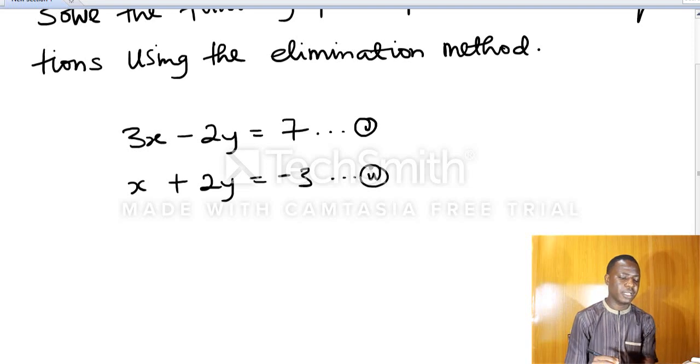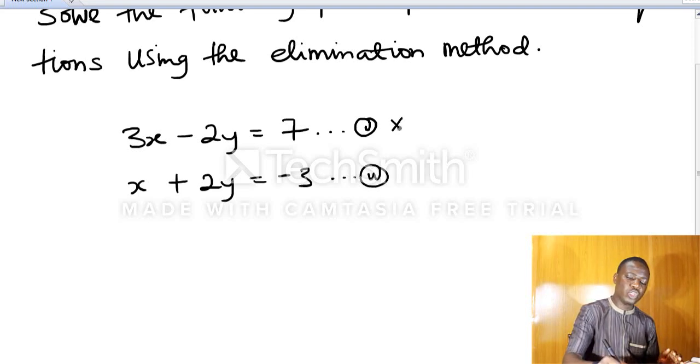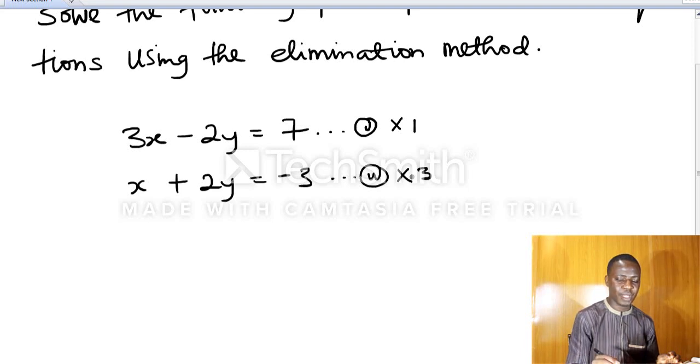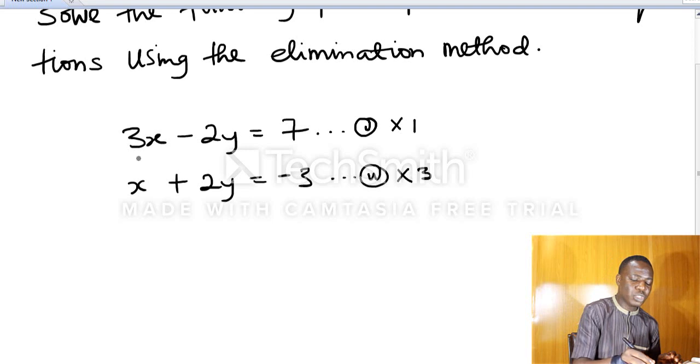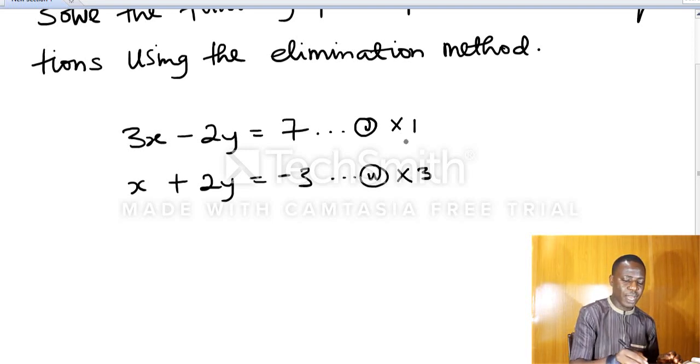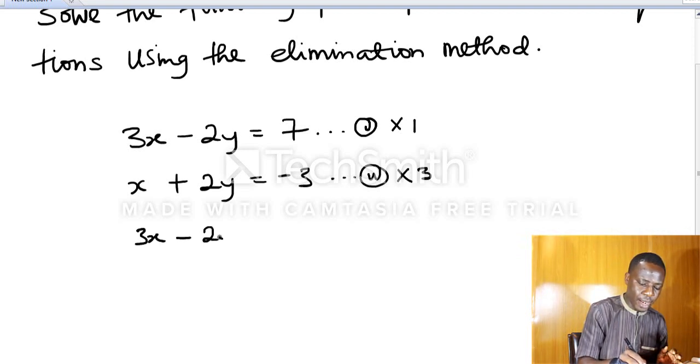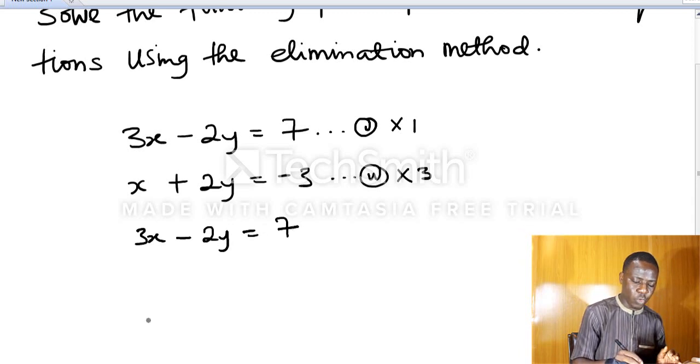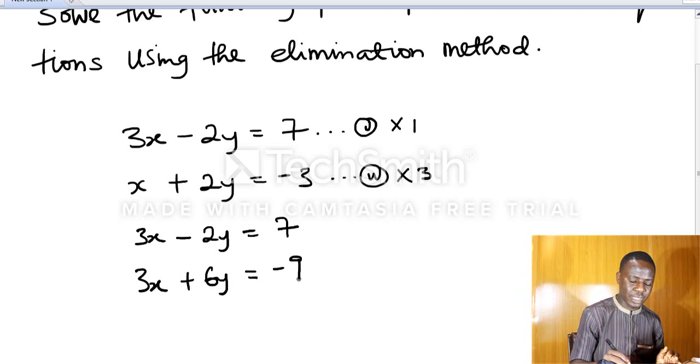Now, how do we make them equal? Since the coefficient of x in equation 1 is 3 and the coefficient of x in equation 2 is 1, I'm going to multiply equation 1 by the coefficient of x in equation 2, which is 1. I'll also in turn multiply equation 2 by the coefficient of x in equation 1, which is 3. By doing that, I have made the coefficient of x in both equations equal. Now, I'll multiply every term in equation 1 by 1, and every term in equation 2 by 3. So this is going to give us 3x minus 2y is equal to 7, equation 1, and equation 2 will give me 3x plus 6y is equal to minus 9.